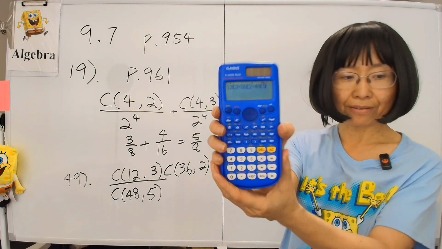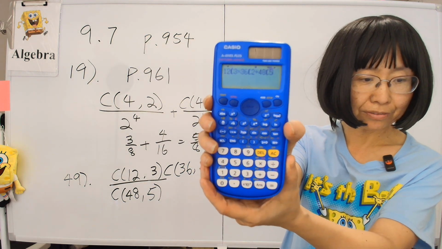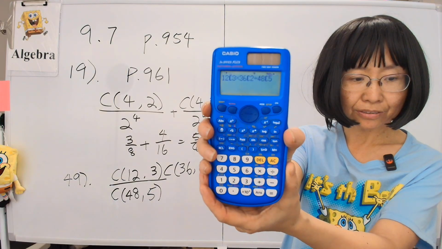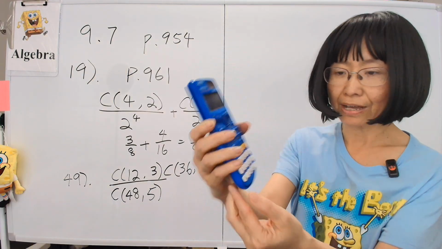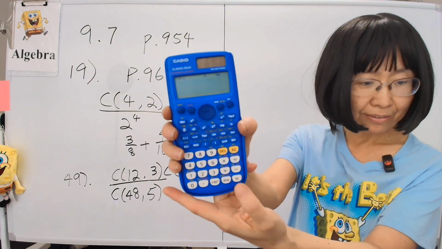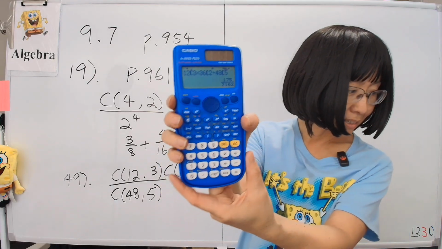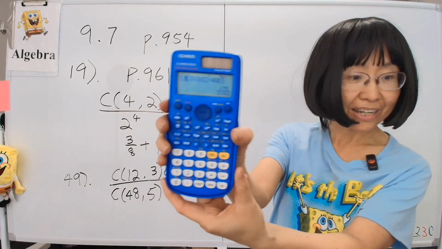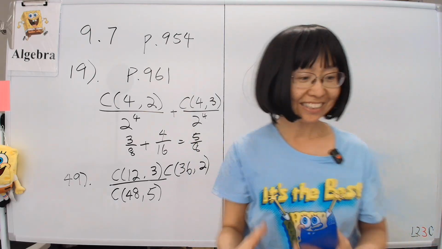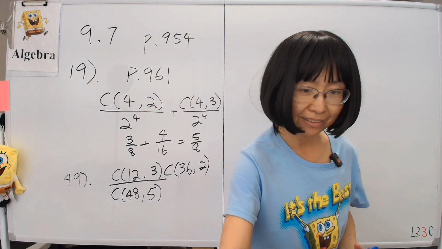All right, so I have changed it into 12 choose 3 times 36 choose 2 divided by 48 choose 5. So that should look better. Whatever that is, it doesn't look that good, but it is the correct answer. So that's good. So that's 49.